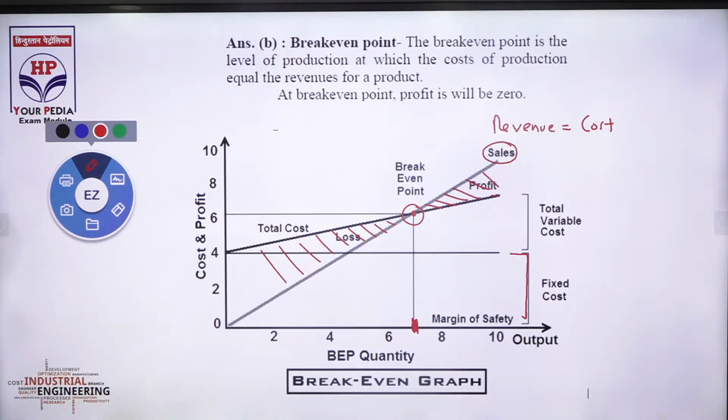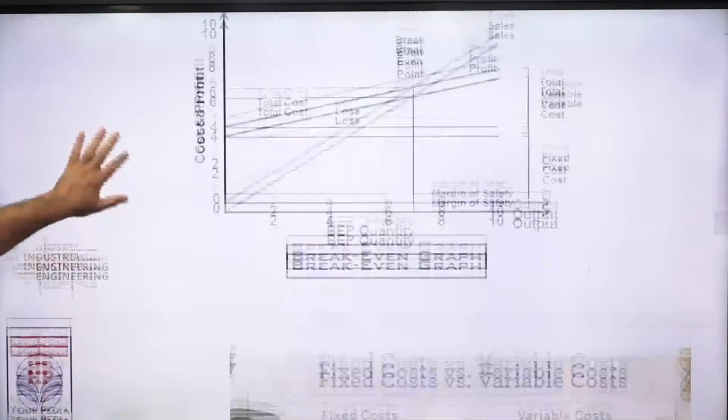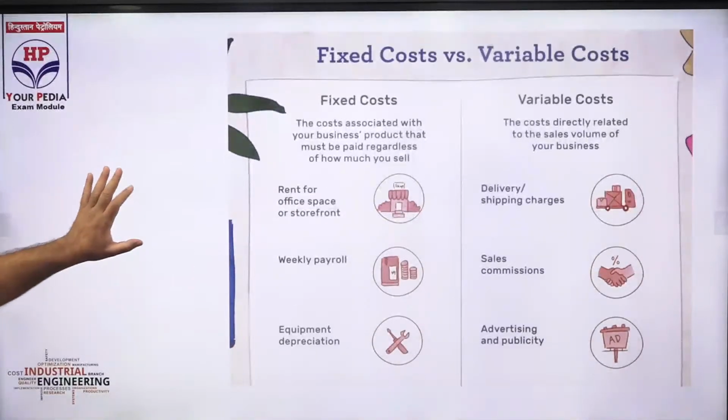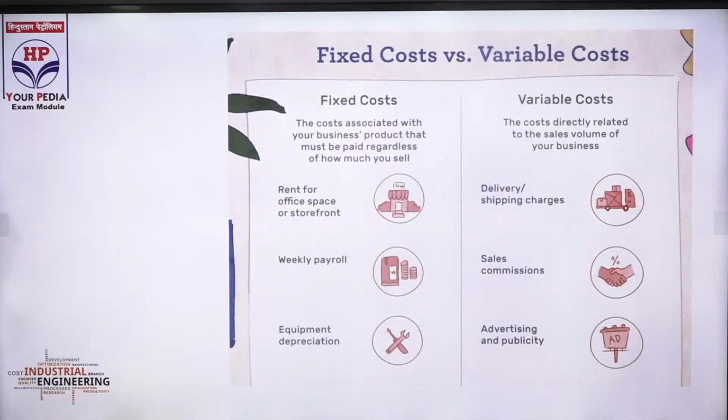Now that brings us to a question: what do we mean by fixed cost? Can we give some examples of fixed cost and variable cost? So what is fixed cost? What is variable cost? That brings us to another question of fixed and variable cost, and I want you to understand fixed cost and variable cost.